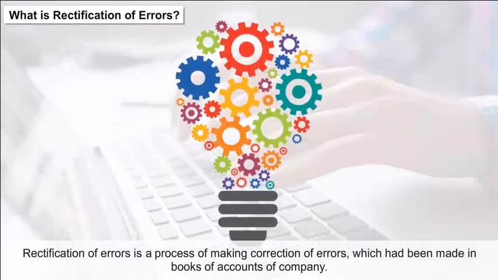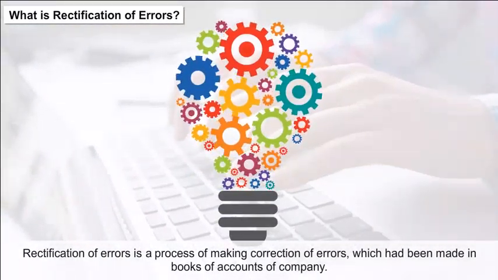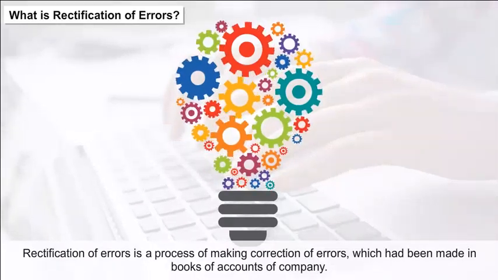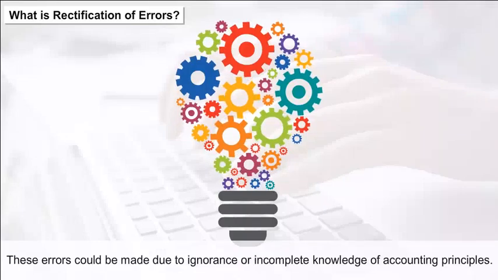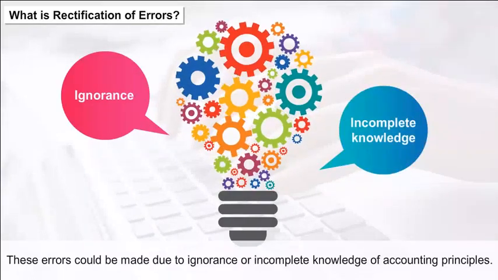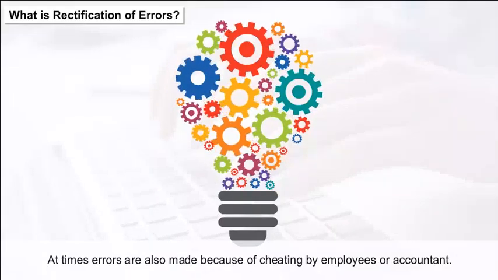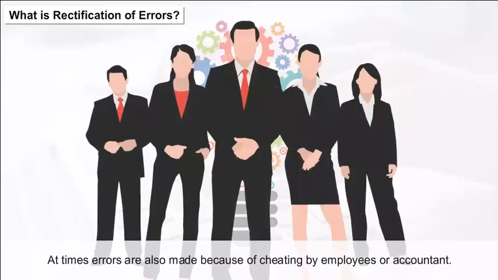Rectification of errors. Rectification of errors is a process of making correction of errors which had been made in the books of accounts of the company. These errors could be made due to ignorance or incomplete knowledge of accounting principles. At times, errors are also made because of cheating by employees or accountants.